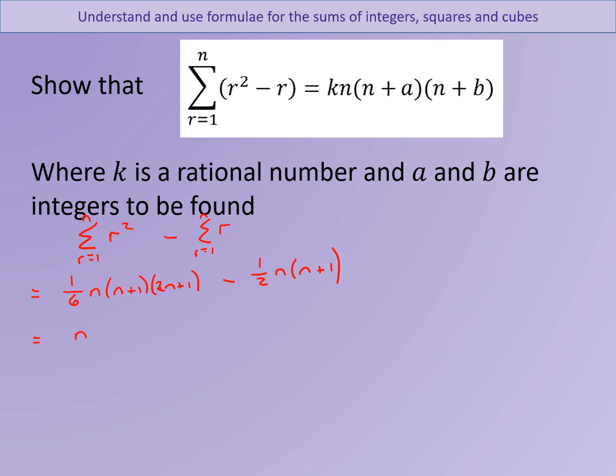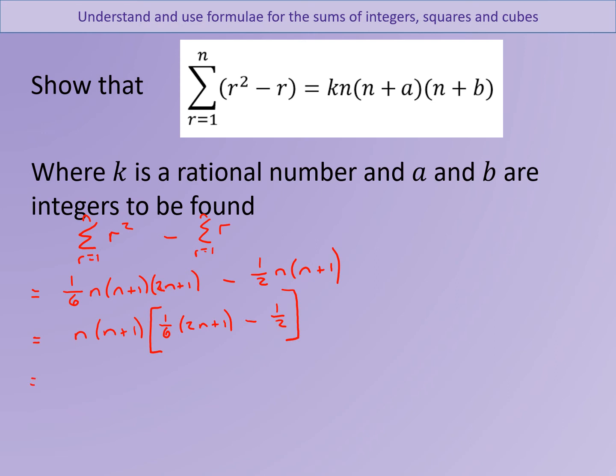So n plus 1. Okay, so what's left if I pull out n plus 1? The first term, there's still a sixth there, and there is still a 2n plus 1 there. Minus, I've still got a half here, and that's it, just a half, because the n and the n plus 1 have both been factorised out.